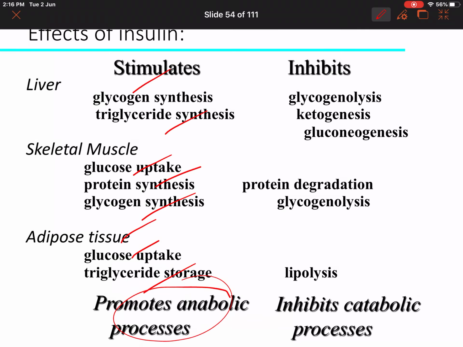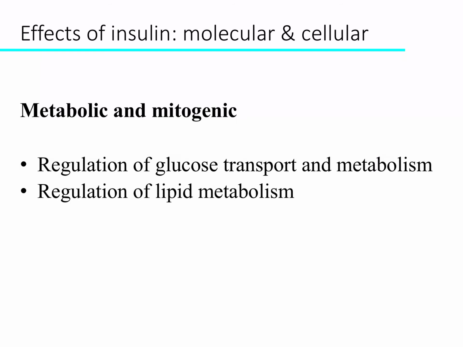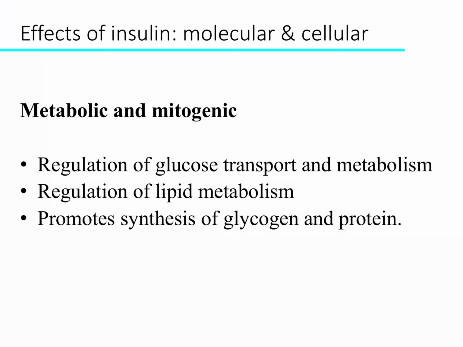Not only that, it can also inhibit certain catabolic processes like glycogenolysis, breakdown of glycogen, ketogenesis, gluconeogenesis, protein degradation, glycogenolysis in the muscle, and lipolysis. That is why the kid becomes chubbier. So what are the other effects of insulin? Insulin can regulate glucose transport and metabolism. It can regulate lipid metabolism and also promote synthesis of glycogen and protein.